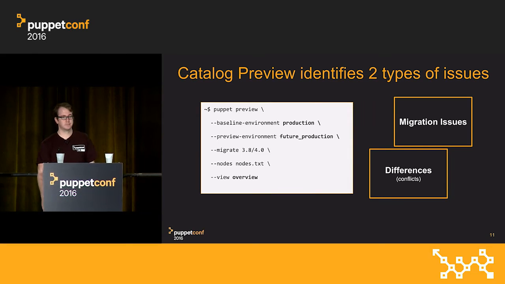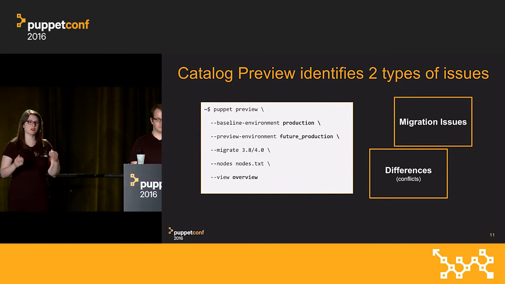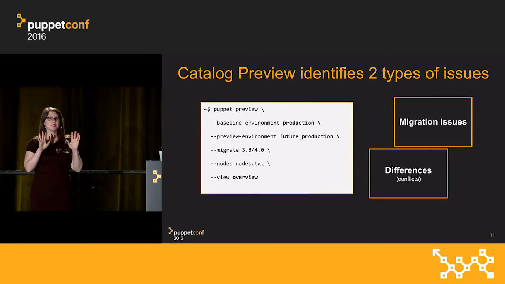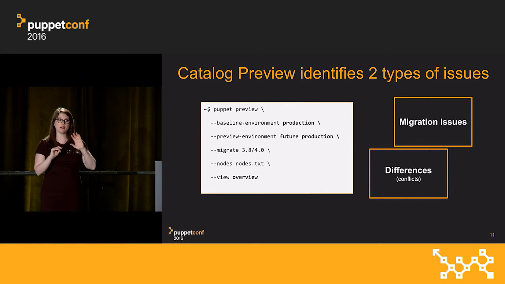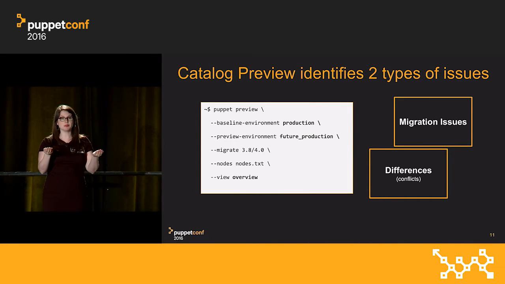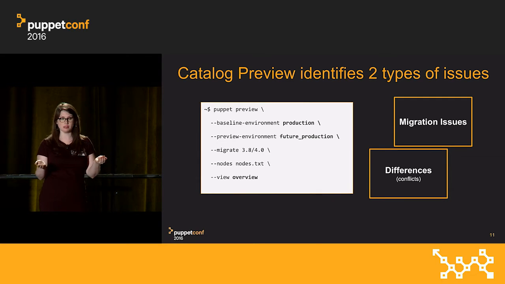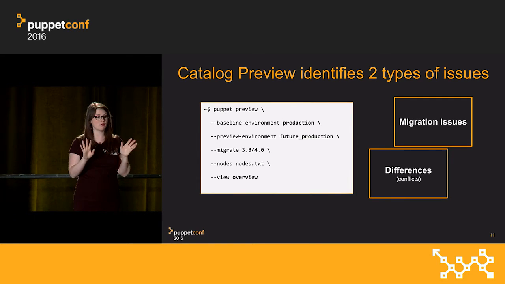All right, so the preview tool identifies two different types of issues. There are migration warnings that show you differences in the way that Puppet compiled your catalog in Puppet 3 versus Puppet 4. And then there are actual differences between the catalogs. So a resource that existed in the Puppet 3 catalog that doesn't exist in Puppet 4. So you want to keep an eye out for those two.